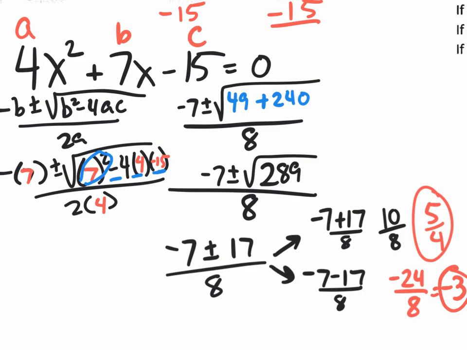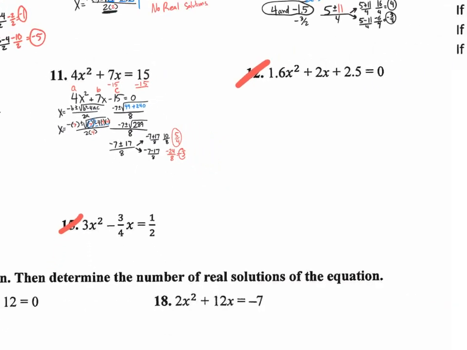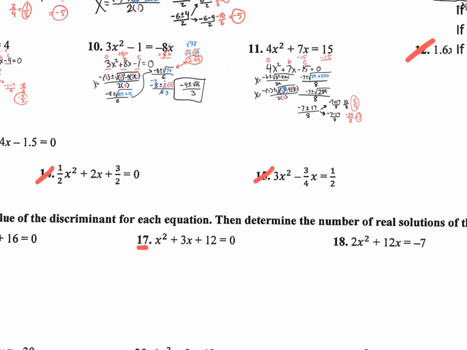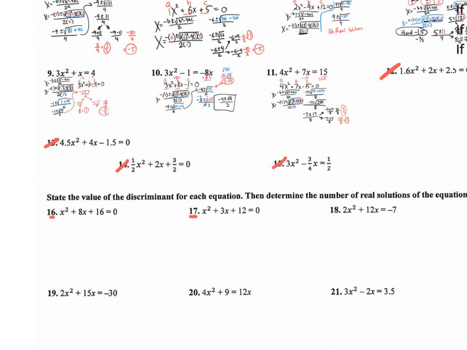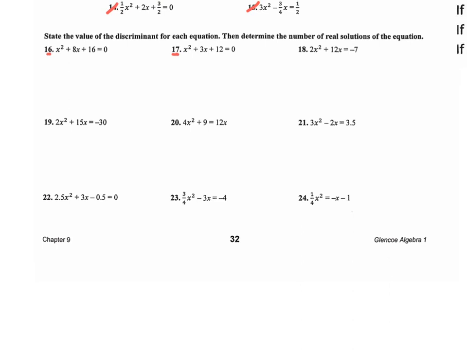So ladies and gentlemen, we're not supposed to do the rest of these 12, 13, 14, and 15. You could skip because those have decimals and fractions. Not that it's not important, but I don't see them on the final. So we're pretty much just focusing on the final. Now, the second half of this homework, we still need to do the second half. The second half of the homework is just focusing on the discriminant. I'll explain that on a different video.